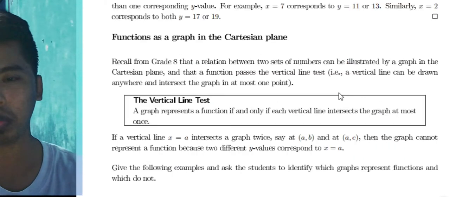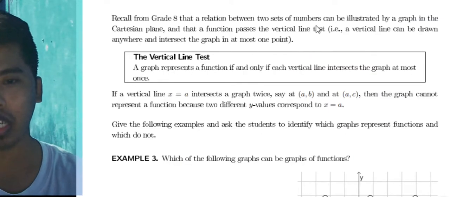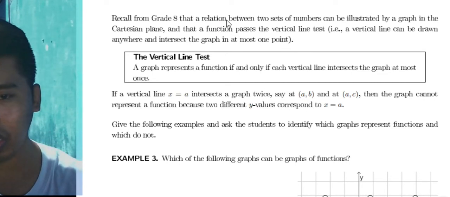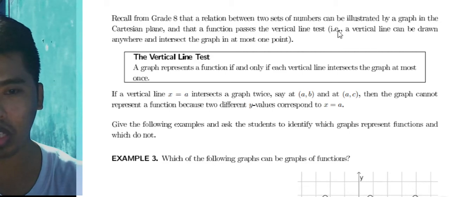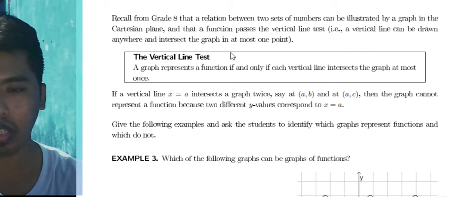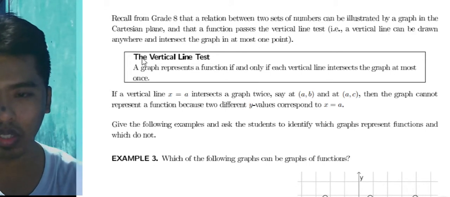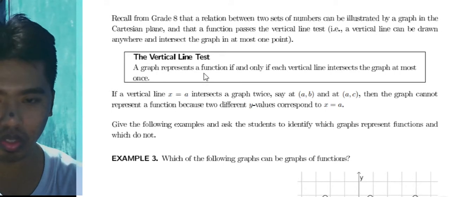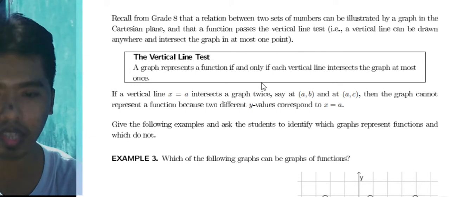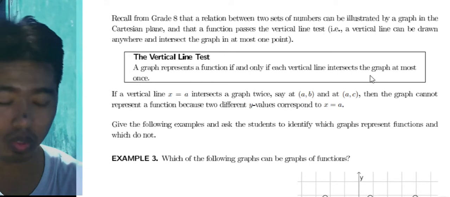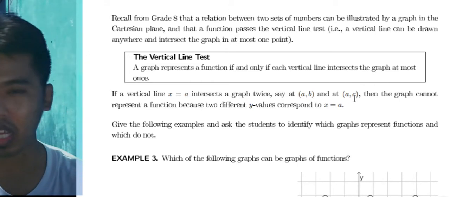Now let's proceed to functions as graphs in a Cartesian plane. Recall from grade 8 that a relation between two sets of numbers can be illustrated by a graph in a Cartesian plane, of course, and that a function passes the vertical line test. This is the vertical line test: a graph represents a function if and only if each vertical line intersects the graph at most once.